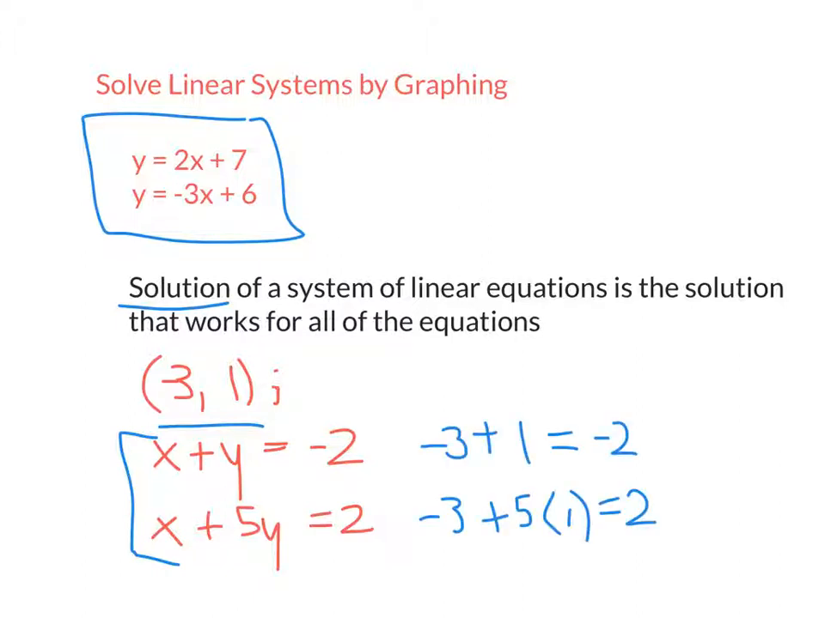So all I did was plug them in, and yes, -3 plus 1 is equal to -2. So yes, that is a solution for that equation. That means it's on that line. And then -3 plus 5 times -1, it's going to be 5. So -3 plus 5 is equal to -2. So that's also a solution. That means it's a solution for the system because it works for both of them.